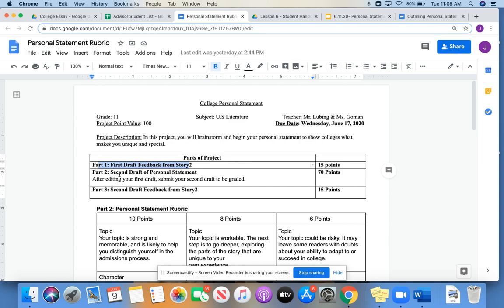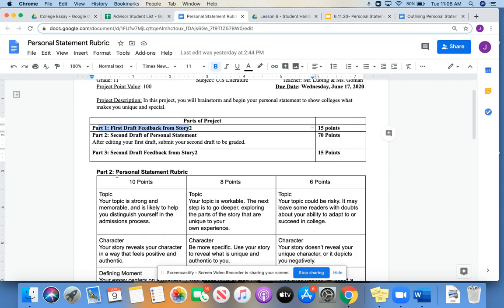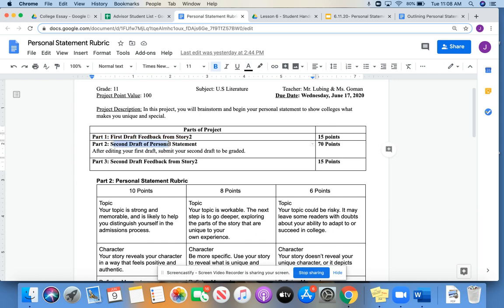The second thing is we're going to be using the rubric below to grade your second draft of your personal statement for 70 points. And the final thing is your second draft feedback from Story 2, which is 15 points. And I'm going to go through all of this.